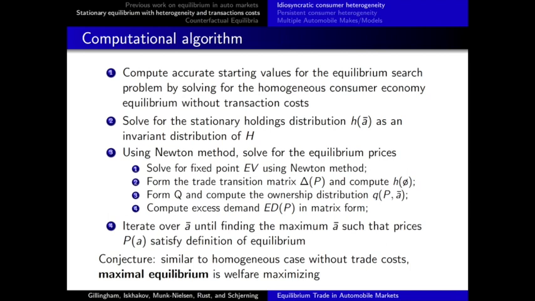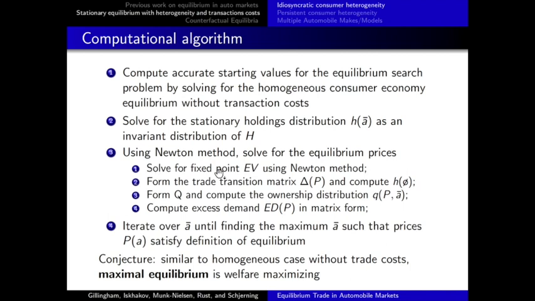Once you're doing that, then you solve for the stationary holdings distribution H as an invariant distribution of this holding matrix, or the physical aging matrix that we derived, the one with the off-diagonal elements with all the accident probabilities and so on. Once you have the holdings distribution, and the number of people in the outside share, then you can use Newton's method to solve for the equilibrium prices. So how do you do that?